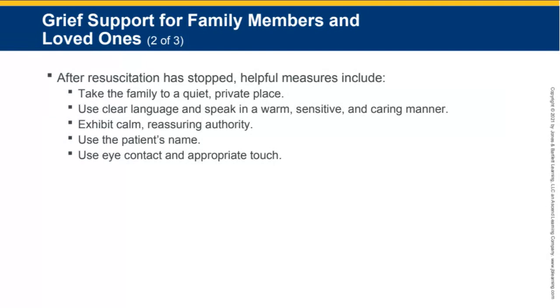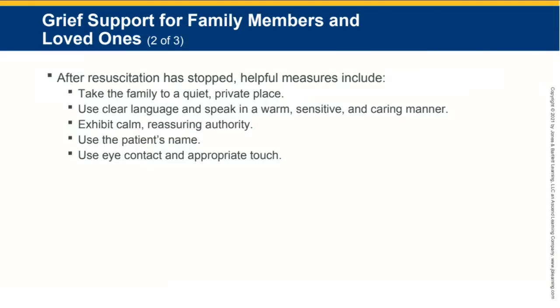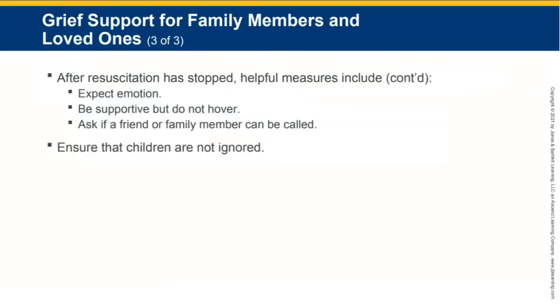After resuscitation has stopped, helpful measures include take the family to a quiet private place, use clear language and speak in a warm, sensitive, and caring manner, exhibit calm, reassuring authority, use the patient's name, use eye contact, and appropriate touch. Also expect emotion, be supportive but do not hover, ask if a friend or family member can be called, ensure that children are not ignored.